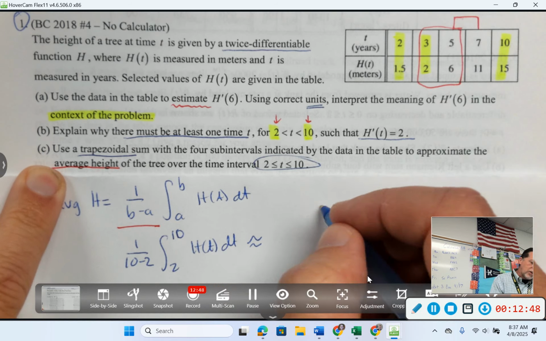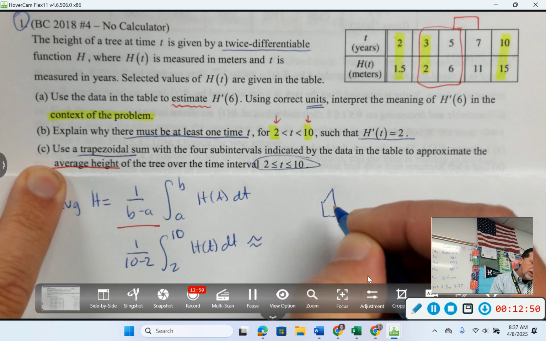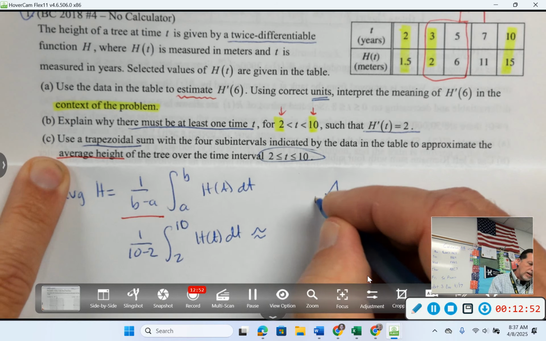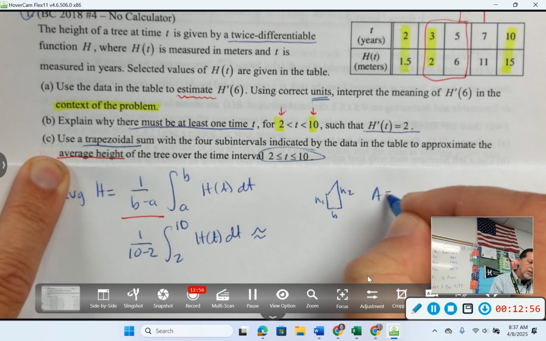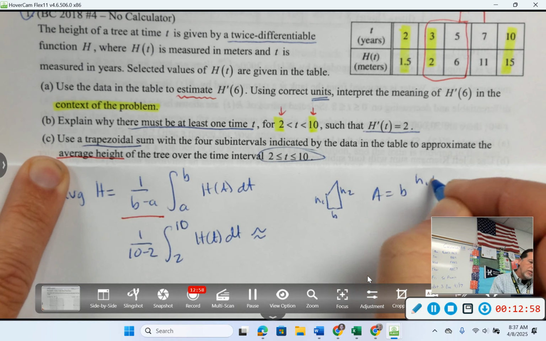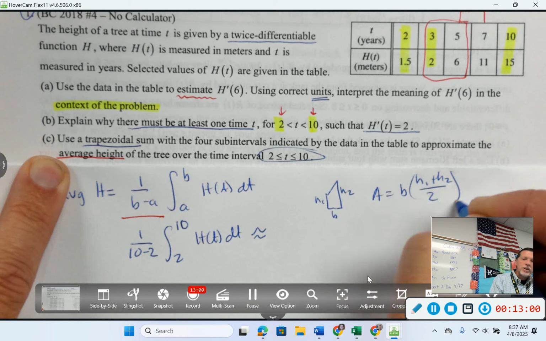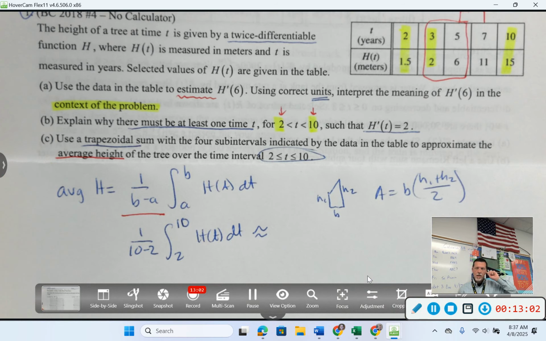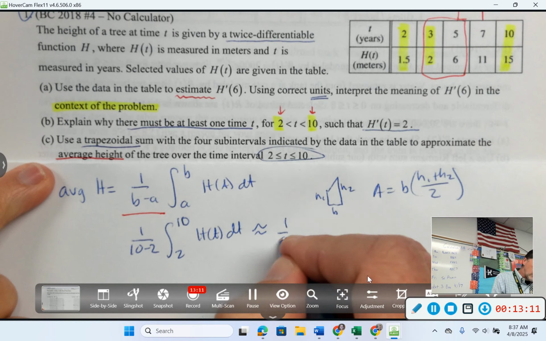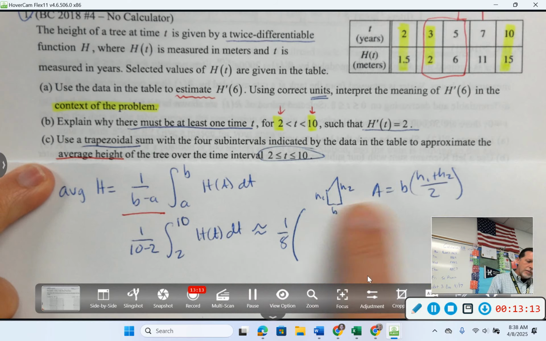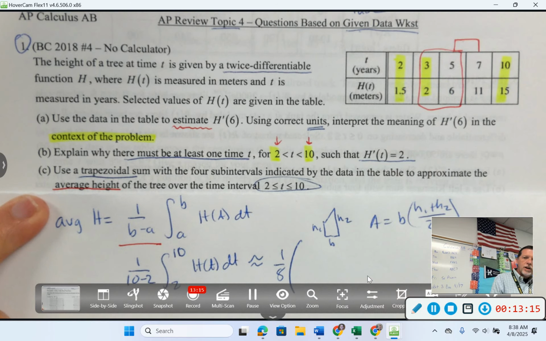So let's see, trapezoids. This is just like me reminding myself what the area of a trapezoid is. Base times the average height. I mean, you wouldn't need to write that down, but if your brain blanks on trapezoids, we'll draw a picture and then hopefully you're like, oh yeah, I know how to do it. I know how to do a trapezoid. So 1 over 8 out front, and then I'm going to do the 4 trapezoids.